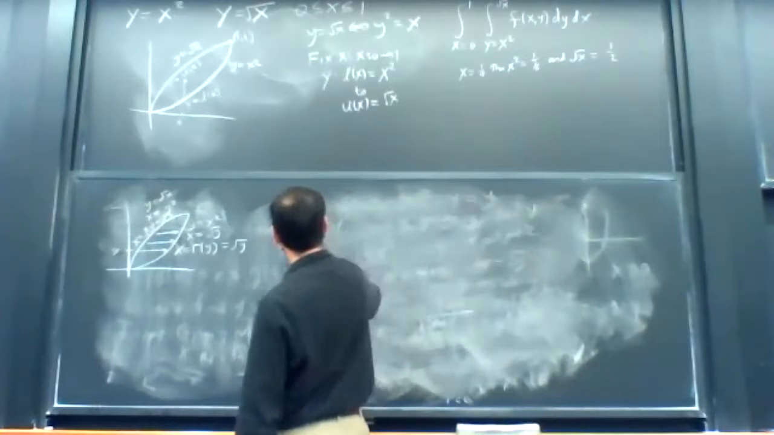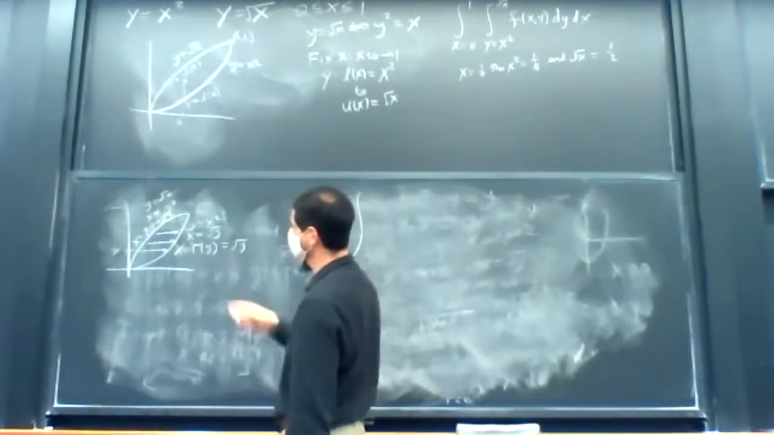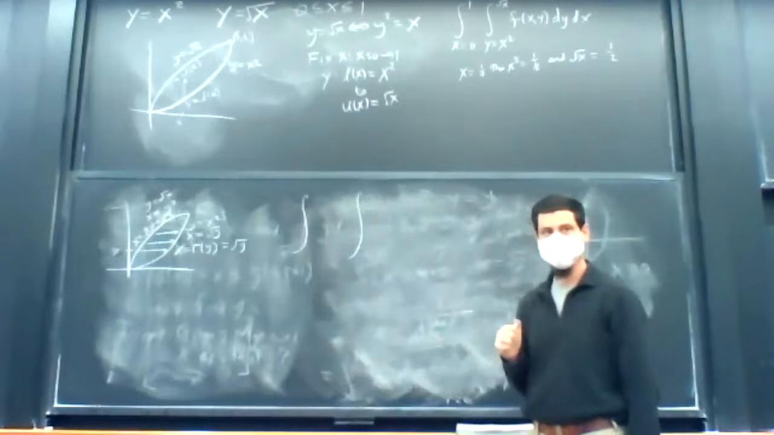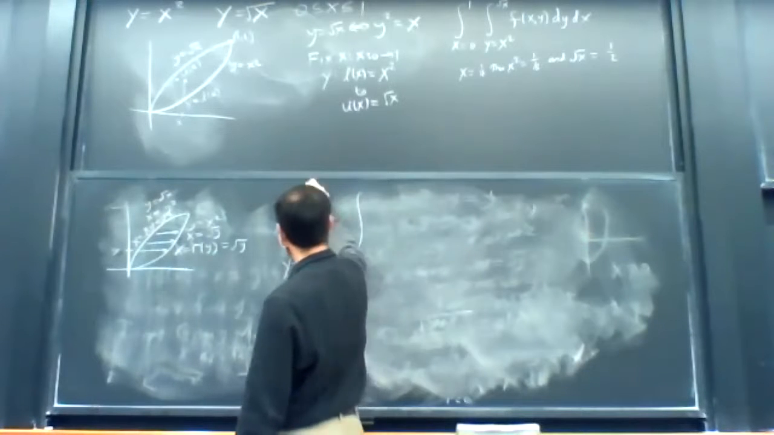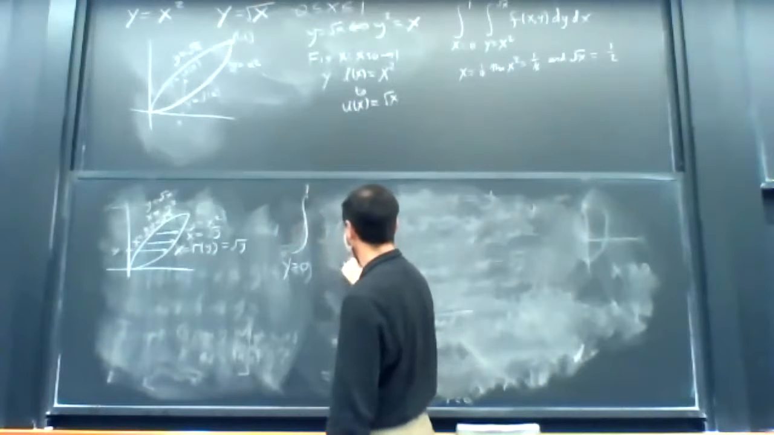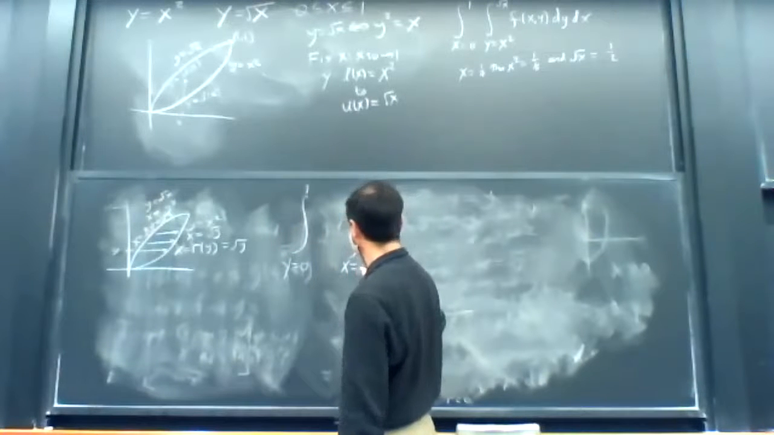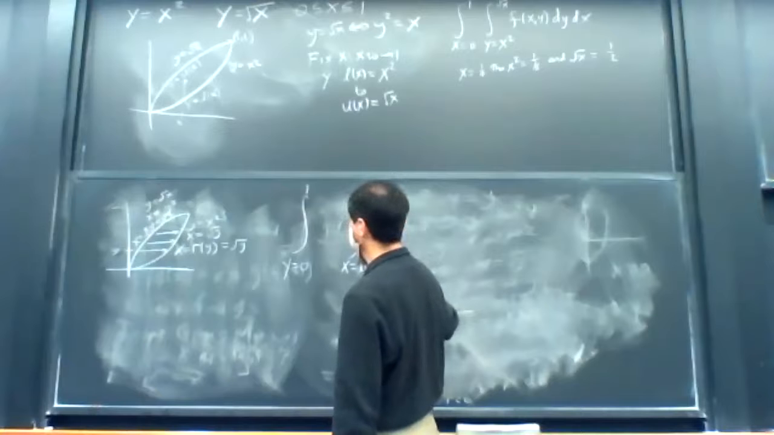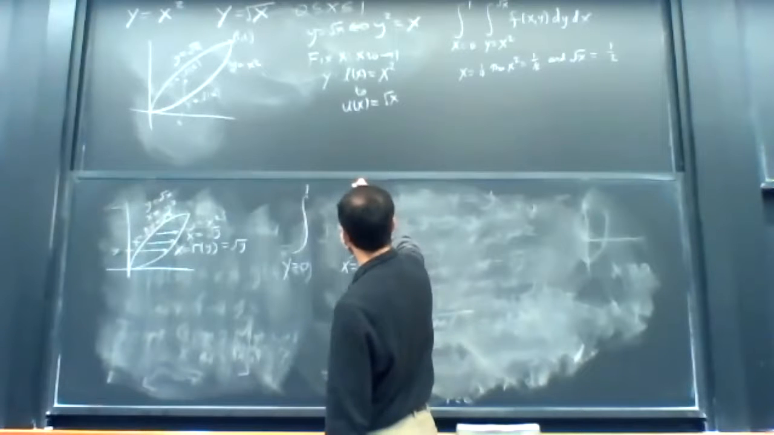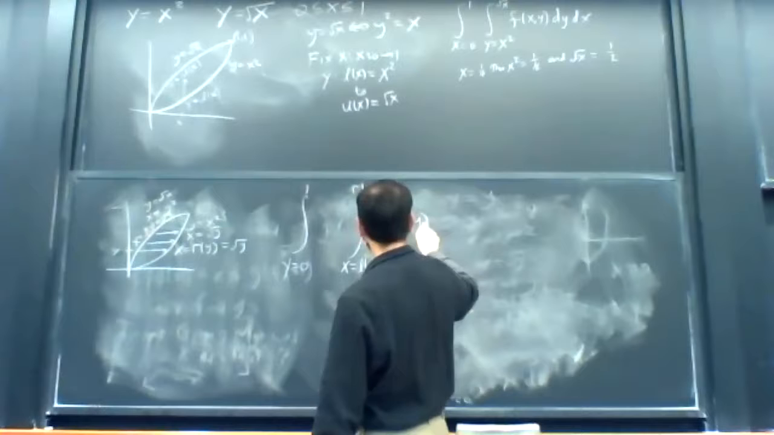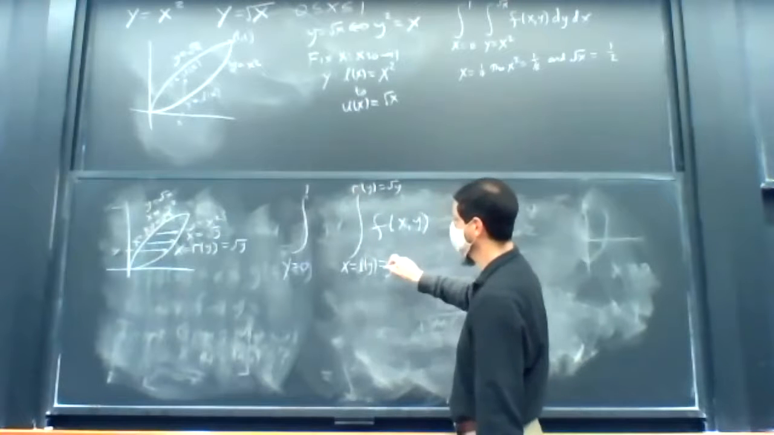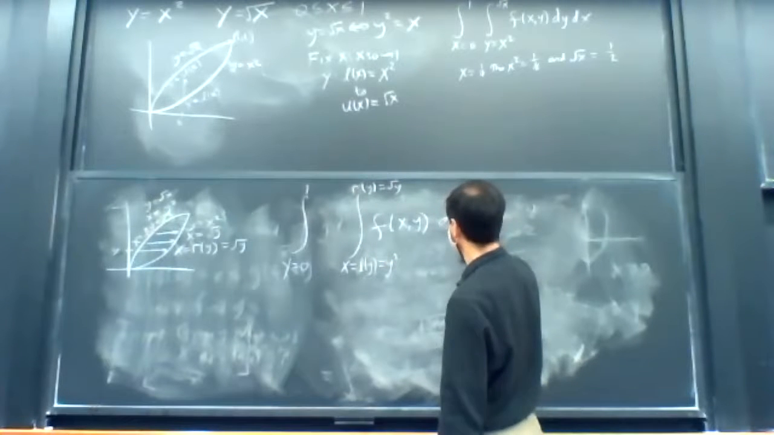So I would now be integrating first with respect to x. I fixed y. So what's my range for y? y goes from 0 to 1. And then x goes from the lower bound, which is y squared, to my upper bound, which is the square root of y, of f of x, y, and now I'm doing the x integration first with dx dy.